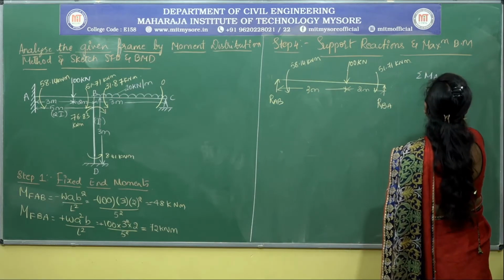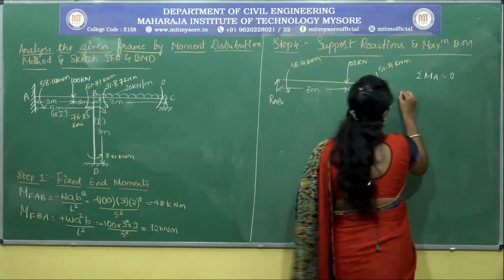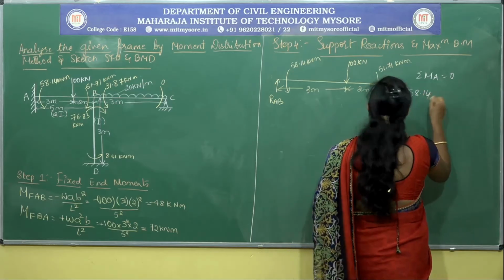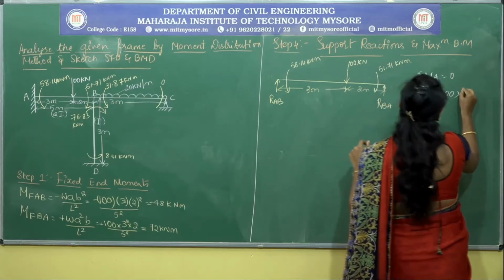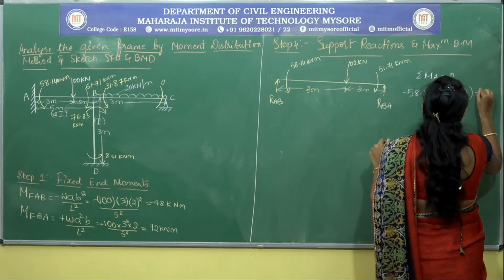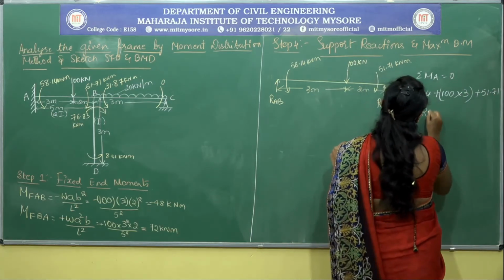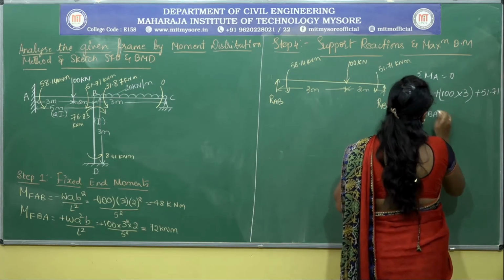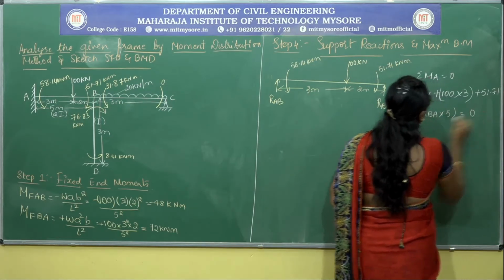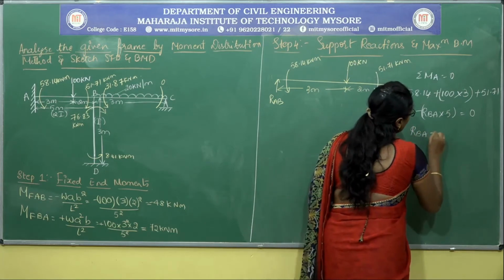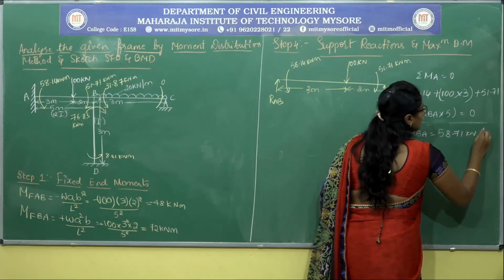Sum of all the moments at A is equal to 0. So this is minus 58.14 plus 100 into distance is 3 plus 51.71 minus RBA into the distance is 5 equal to 0. So RBA is equal to 58.71 kilonewton, upwards.